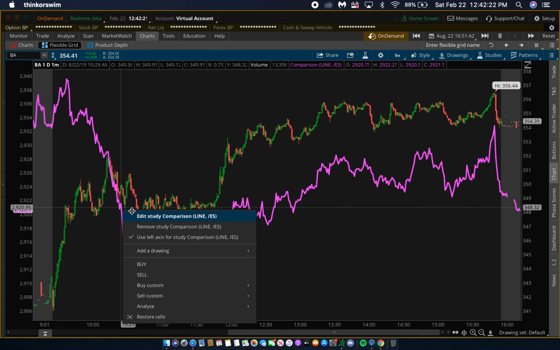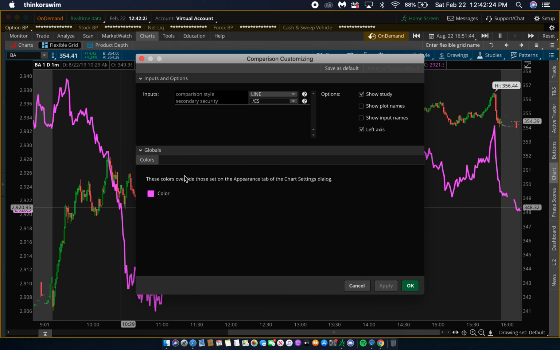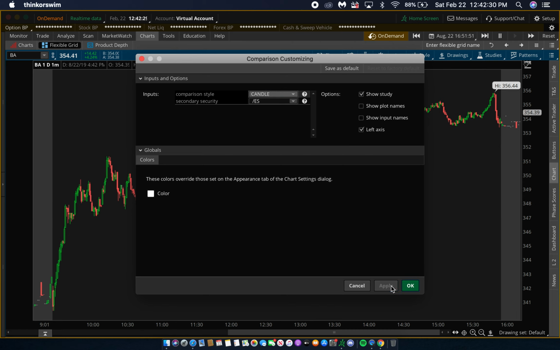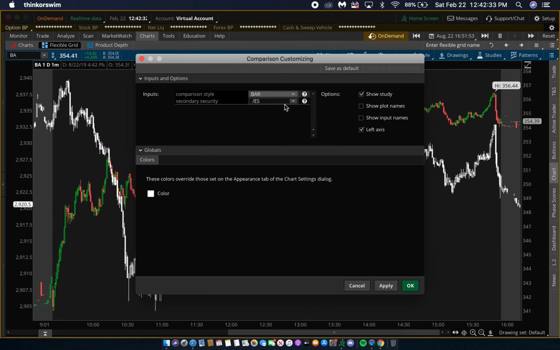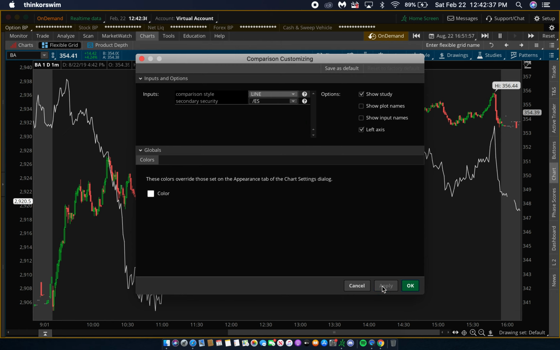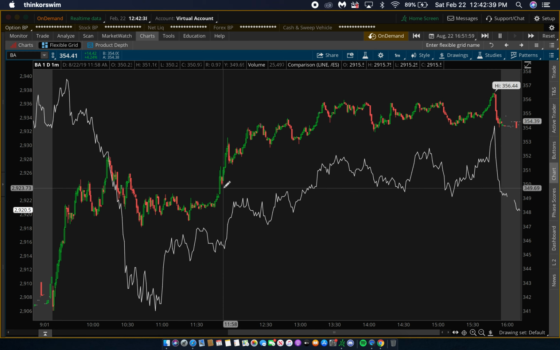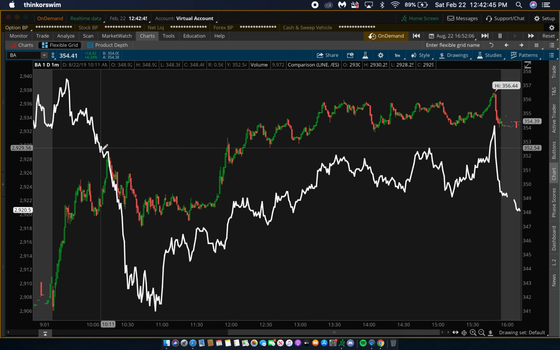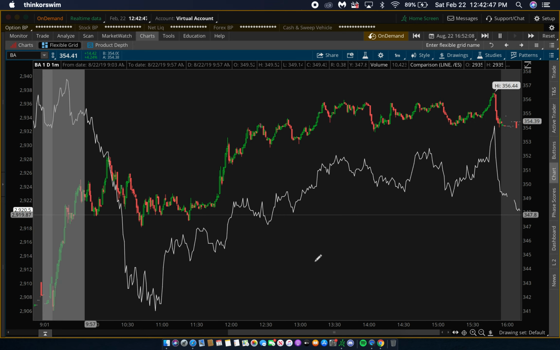If we right click the comparison line, we can customize it however we want. We could change it to, let's say, yellow, and instead of a line chart, we can make it a candle chart or a bar chart. I like using a line chart. It makes the chart look cleaner and doesn't confuse the two charts with both having candles. So with this, if the market's selling off, you can see stocks that are strong compared to the market.